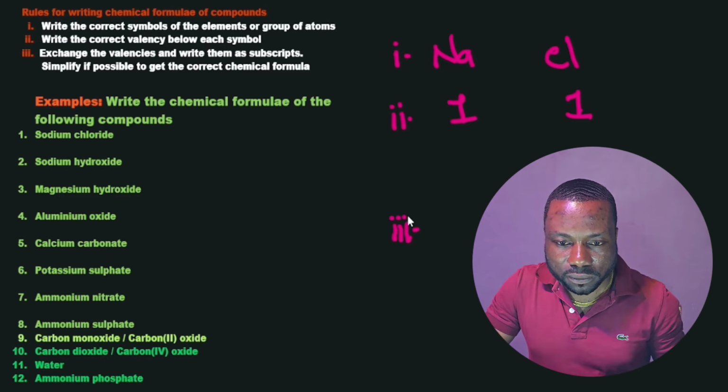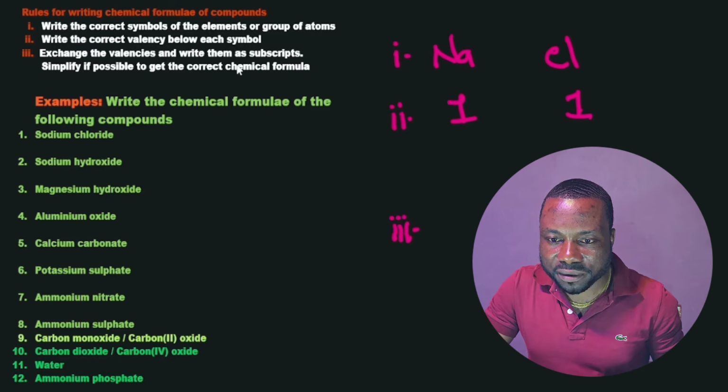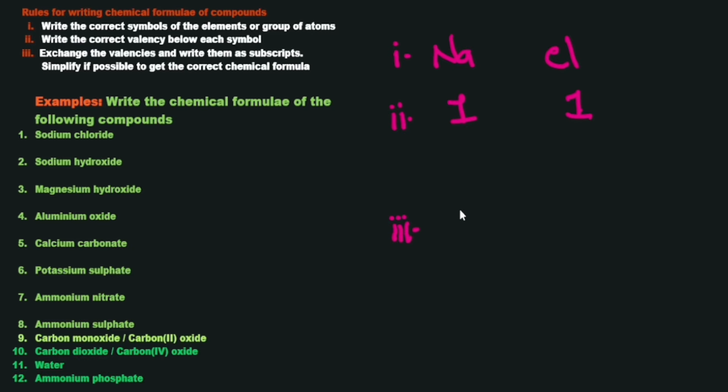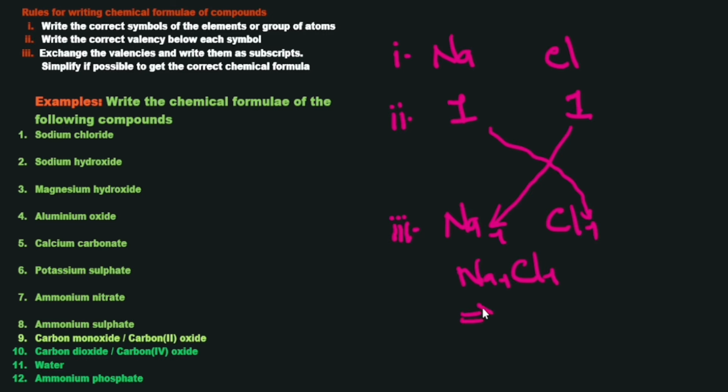Now, the next rule says exchange the valencies and write them as subscripts. Before exchanging, we write down the symbols. So this will go here, and this will also go here. Now we expect that the chemical formula should be Na1Cl1. But in chemistry, we don't include 1 when writing the chemical formula of a compound. So the chemical formula is simplified as NaCl.